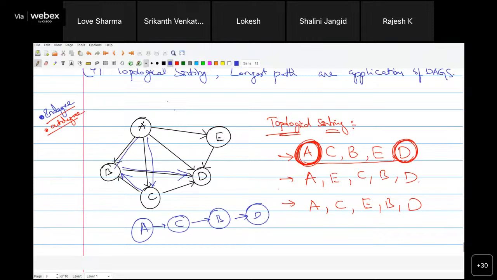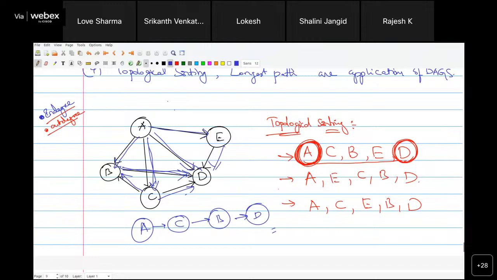From A to B, B to D is of length 2, A to D is of length 1, A to E, E to D is of length 2, A to C, C to D is also of length 2. So like this, you can only have at most length 2 paths, but only this particular path will have length 3. So this will be the longest path.